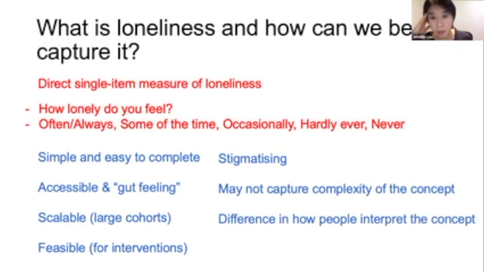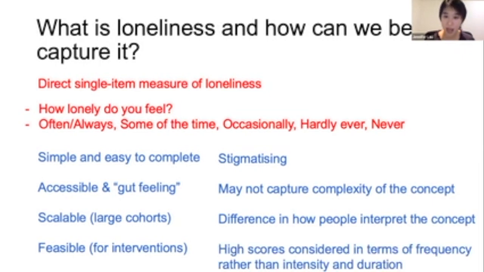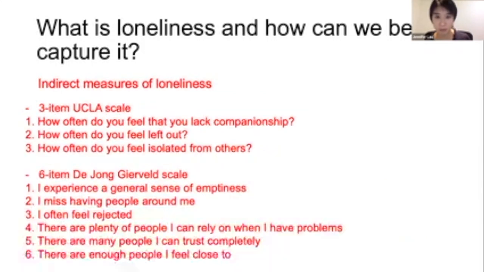And that's a problem, because it might be that different people are endorsing this item on the basis of many of those features about loneliness. So it might be that you have people who are interpreting the concept a little bit differently. So in the end, you kind of have apples and pears at the same time. And also, in terms of high scores, because the response options tend to be about frequency, you don't really capture the intensity of the experiences and also the duration, so how long those feelings have been going on for.